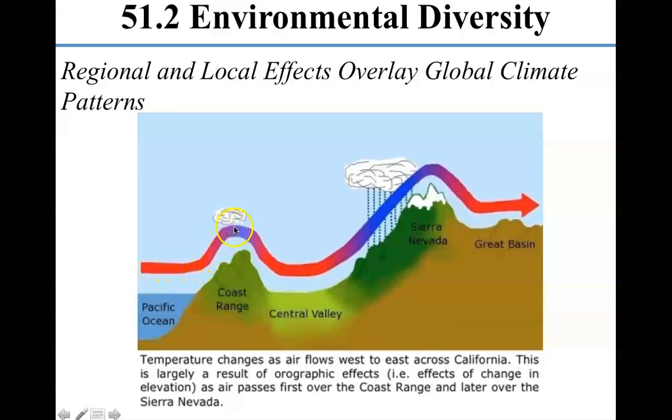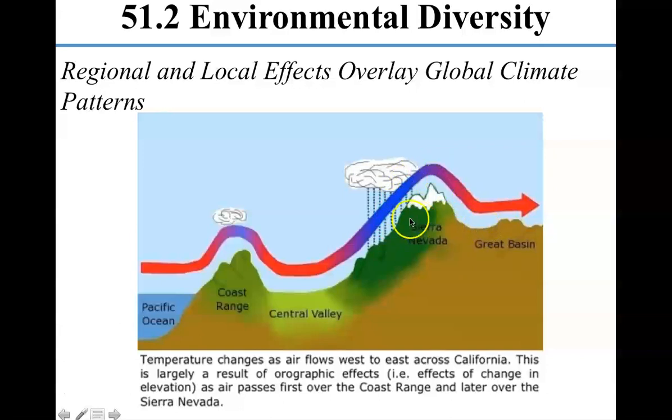As it rises, it cools. And as it cools, it starts to drop moisture as precipitation, right? It's then going to sink and warm, and it's going to be relatively dry. Then it's going to hit this taller mountain range, the Sierra Nevadas, and it's going to rise and cool and drop more moisture as rain. It doesn't really show the rain here, but here it's going to cool even more. It's going to rain a lot, so this is going to be a wet area. And then as the air moves over the mountain, it's going to descend and warm up, and therefore it's going to be dry, and so we're going to have deserts.